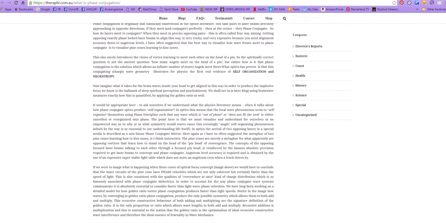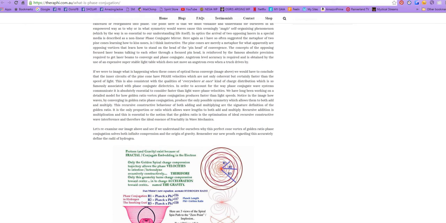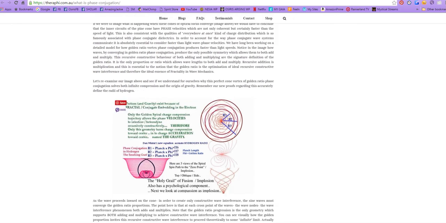Okay, this article goes on and on about it, but look here. Let us re-examine our image above and see if we understand ourselves why this perfect cone vortex of golden ratio phase conjugation solves both infinite compression and the origin of gravity. Remember our new proofs regarding this accurately defined radii of hydrogen. Now, I'm going to put a link to this article where I embed my video that I'm speaking on right now. So if you really want to go into it, there it is.